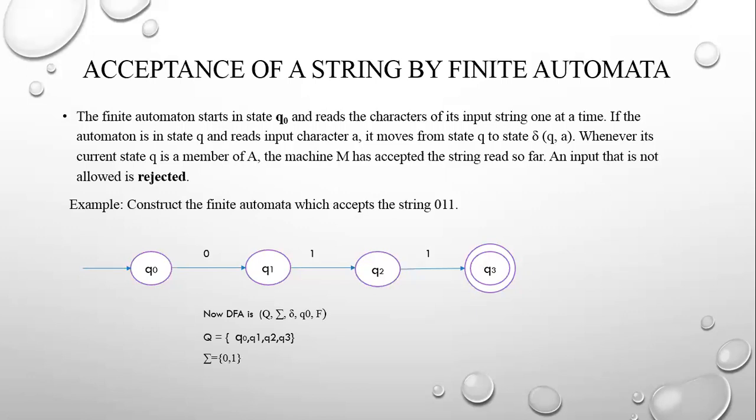Now, acceptance of a string by the finite automata. Let us take an example: construct a finite automaton that accepts the string 011. Here the length of the string is 3. How many states can we use? The number of states is equal to the length of the string plus 1. So we are using a total of 4 states: Q0, Q1, Q2 and Q3.